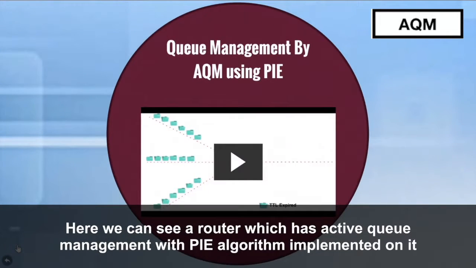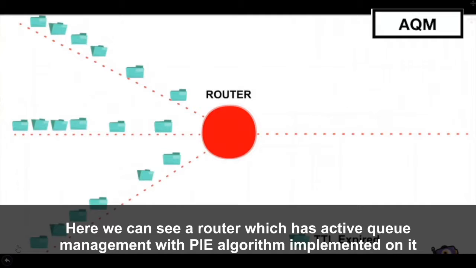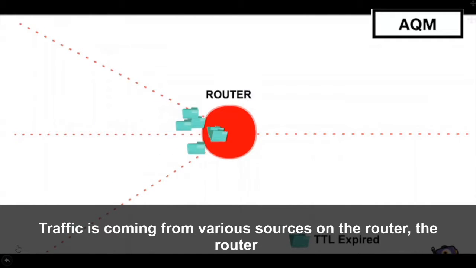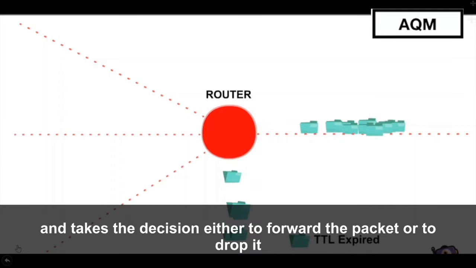Here we can see a router which has active queue management with the PIE algorithm implemented on it. Traffic is coming from various sources on the router. The router checks the queue delay according to the PIE algorithm and takes the decision either to forward the packet or to drop it.